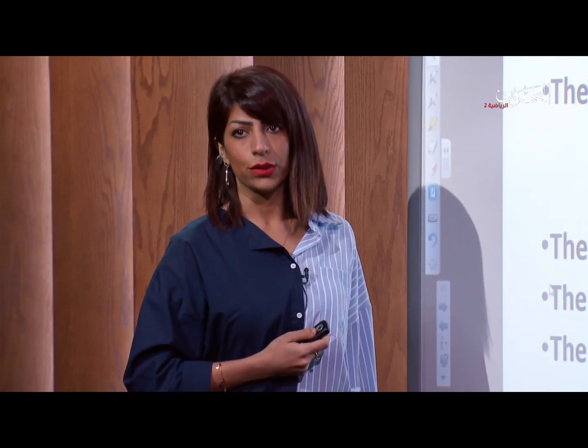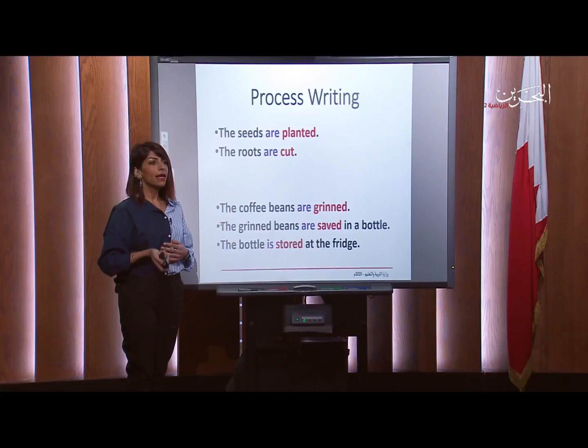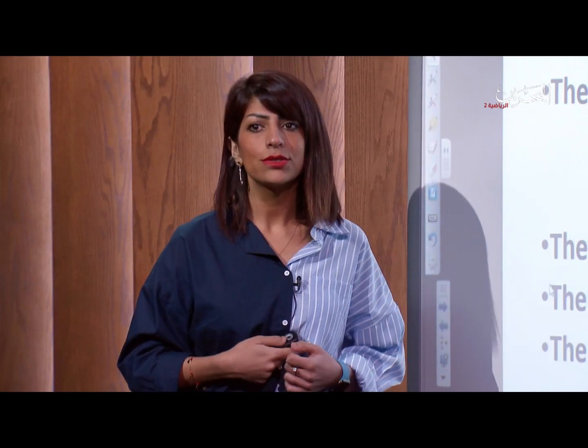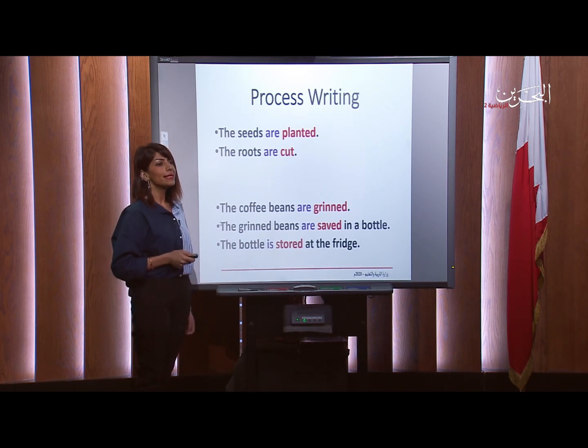This is the way it goes. For example, these are two processes. These are two steps, two stages of accomplishing and achieving a certain process. For example, the seeds are planted, then the roots are cut. Another process is the coffee beans are ground, then the ground beans are saved in bottles. Finally, the bottle is stored in the fridge. And this is how I am going to apply the passive tense in writing the process for the next lesson.